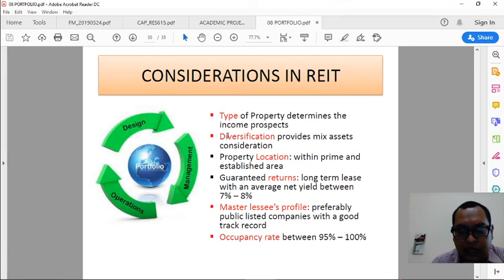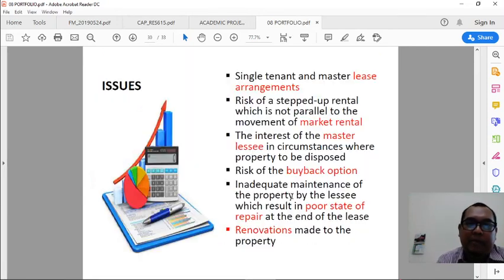Okay, consideration in REIT: type of property, diversification, the location of the property. I think as a real estate graduate or even a real estate student, we already learned a lot regarding this type of things, location, diversification, type of property and others. For guaranteed returns, yield, of course, you try to do the cash flow, the discounted cash flow, and try to find out in 5 years time, 10 years time, when will you get the return on the capital that you have invested, when will you break even, when will you start getting the profit. Okay, issues, finding out the issues.